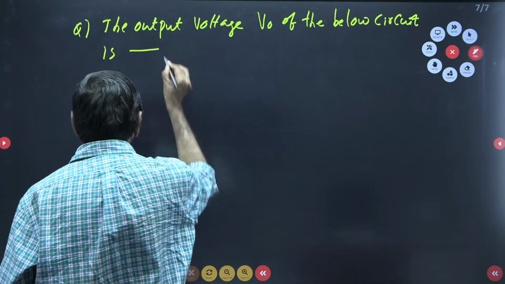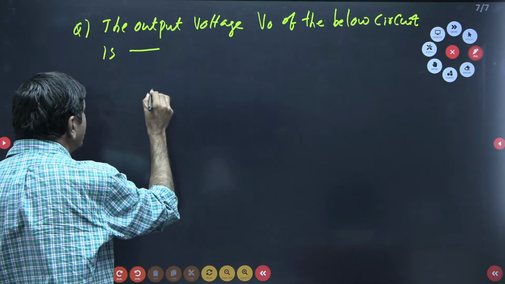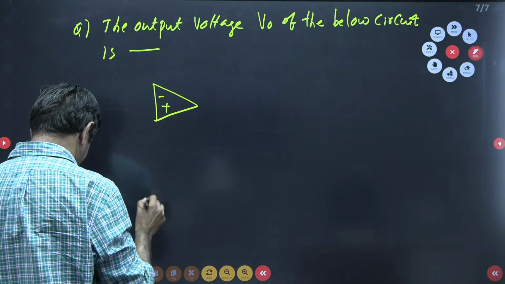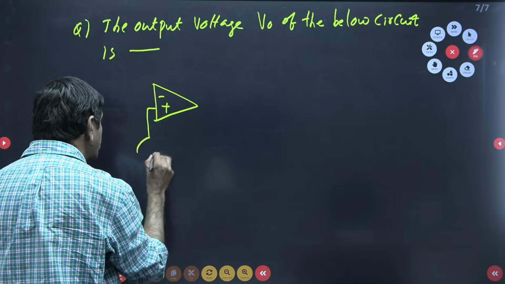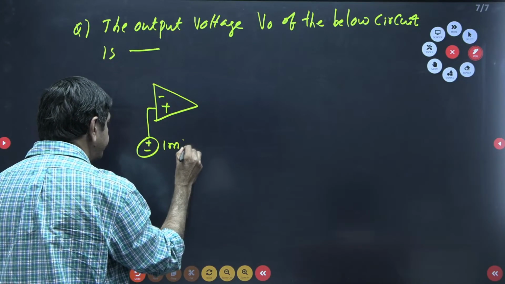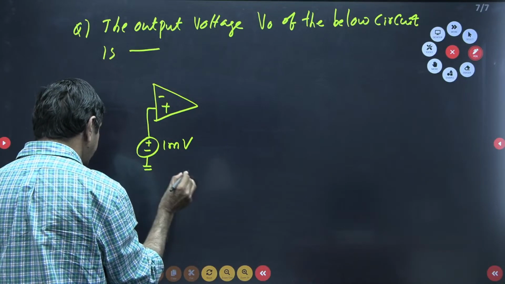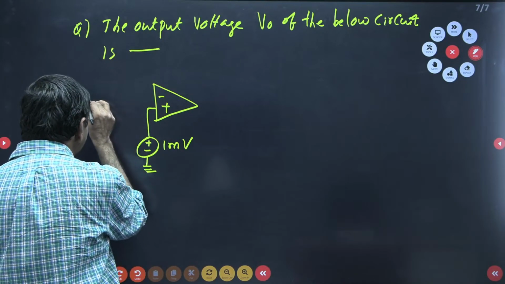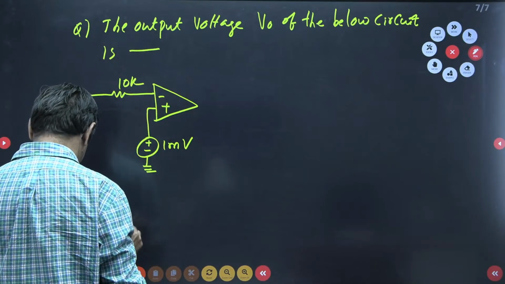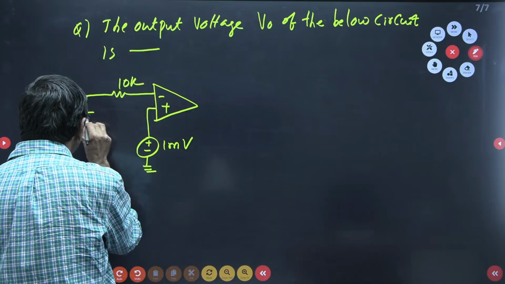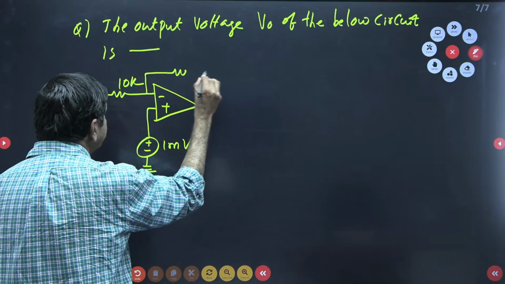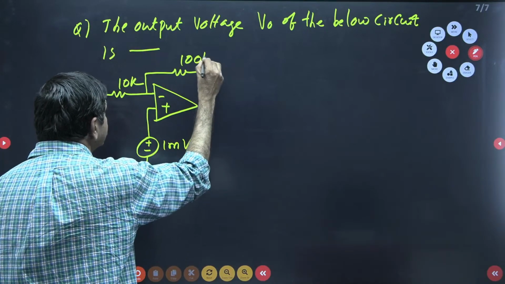Here the given problem is like this. There is an op amp, minus and plus. This is connected to one voltage source, plus minus. This is 1 millivolt. And here it is connected with a 10K resistor. This is connected to the ground. A 100K resistor is connected here. A 100K resistor is connected here.